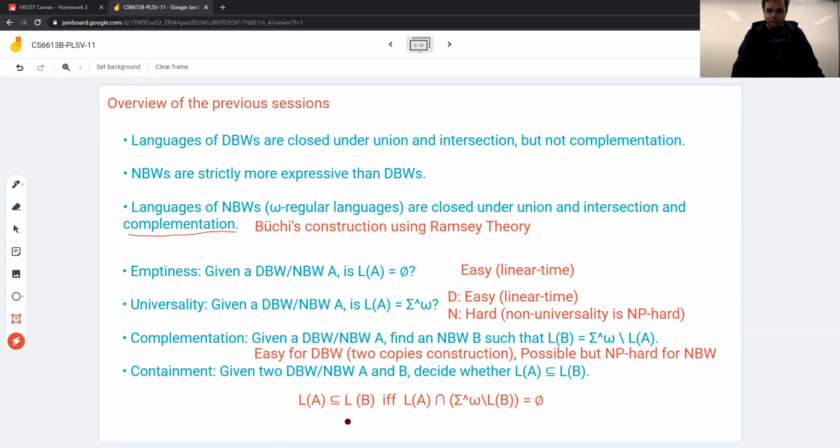So the way we solve this is that the language of A is inside the language of B if and only if it has no intersection with the complement of the language of B. So if you can do complementation and you can do intersection, and if you can also do emptiness checking, then you can do containment. Okay.